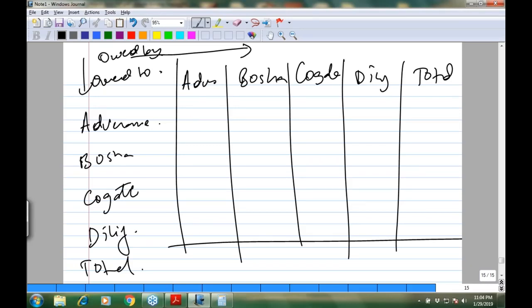So first of all, the first transaction, owed by Adverine: Adverine owes Boscha 15.9. Then Adverine owes Dilling 4.46. Then Boscha owes Colgate, the amount we calculated was 26.6. Then Boscha owes Dilling 19.84. Then Colgate owes Adverine 24.16. And then Colgate owes Dilling 5.07.